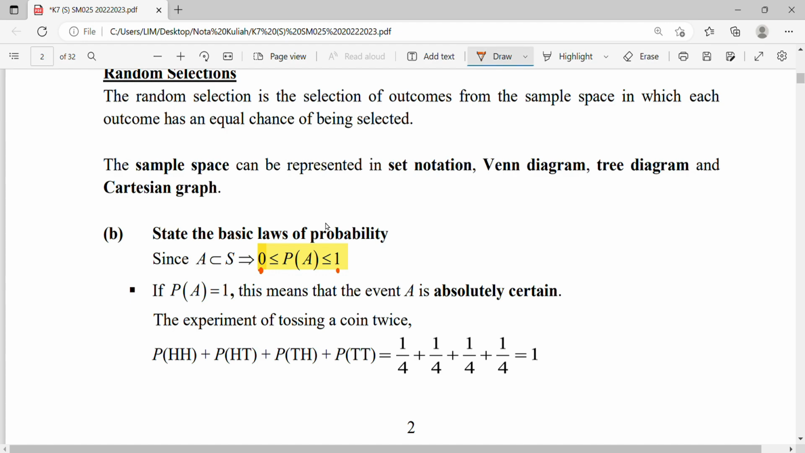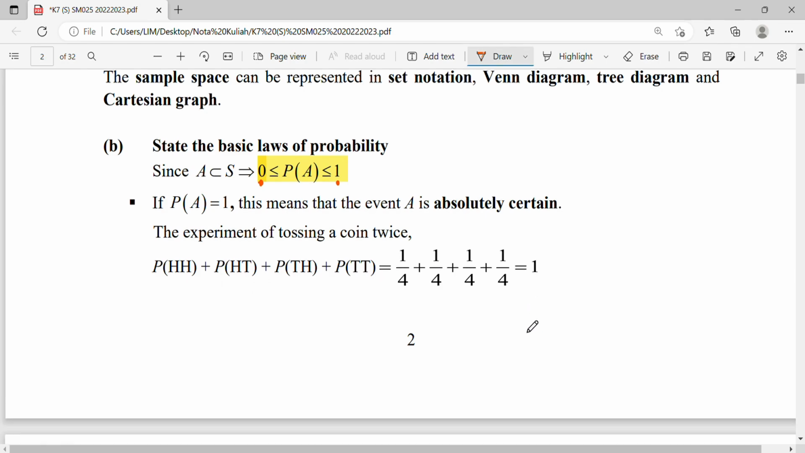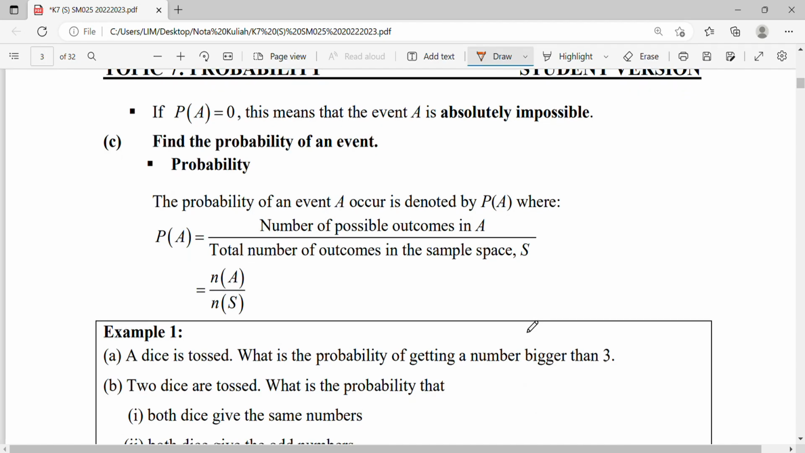So 0 and 1. The total of probability will be equal to 1. The total of all outcomes will be equal to 1. Like tossing 2 coins, like tossing your coin twice, all the probabilities of head and tail will total up to 1. Then when you want to find probability, this is the formula: the probability of an event will be the number of that event over the number of the sample space.